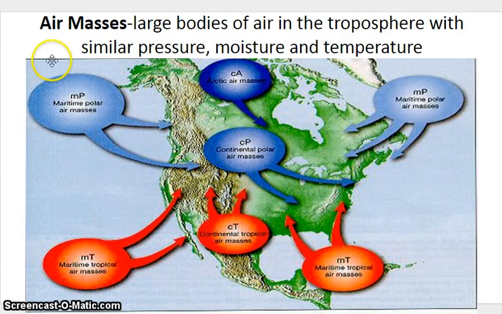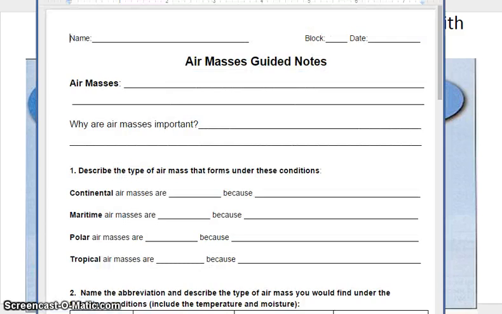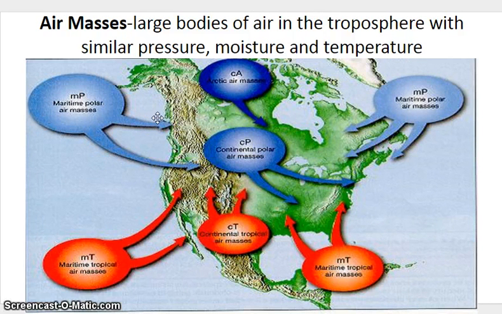Alright, so air masses are large bodies of air in the troposphere that have similar pressure, moisture, and temperature. As you can see, they form in different areas and at different temperatures, and we're going to talk a little bit more about them as we go through. Alright? Why are air masses important? Air masses are important because they affect the weather around the country.